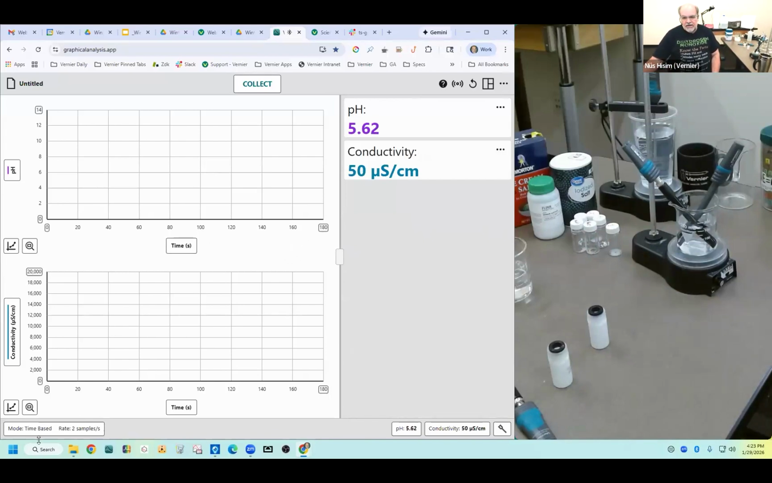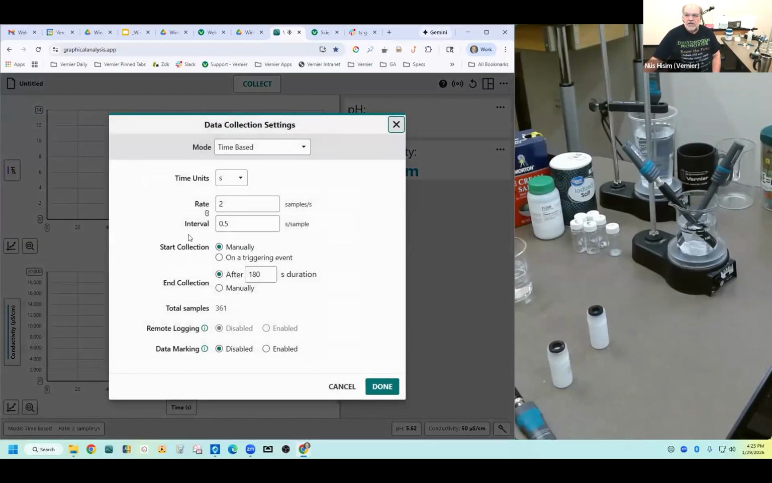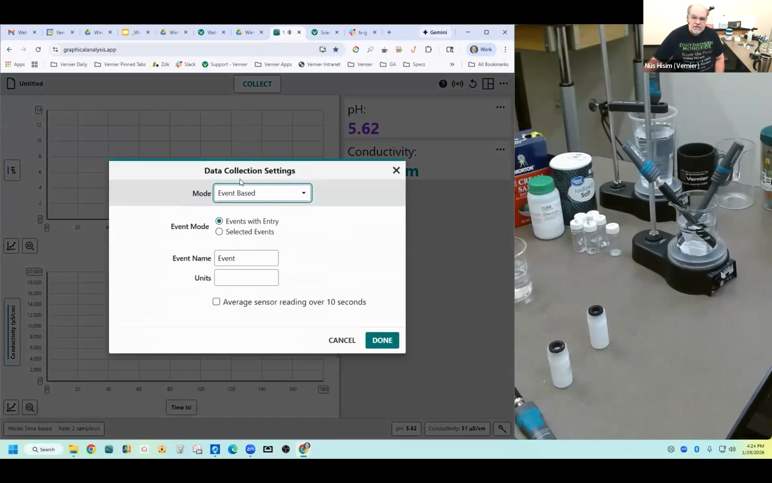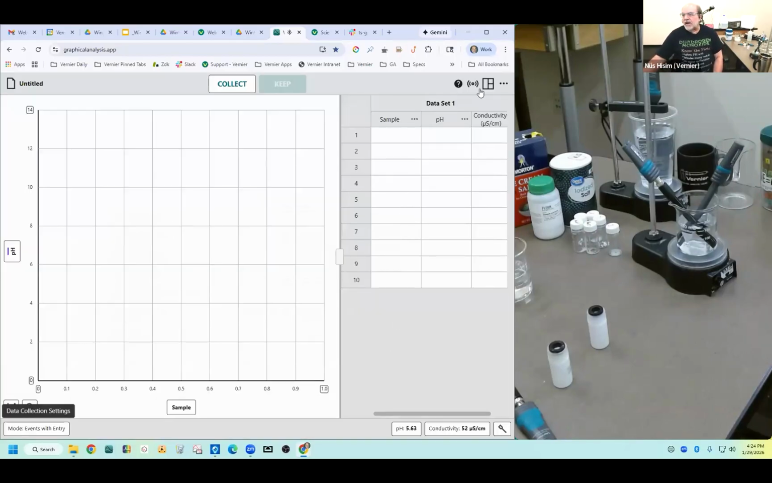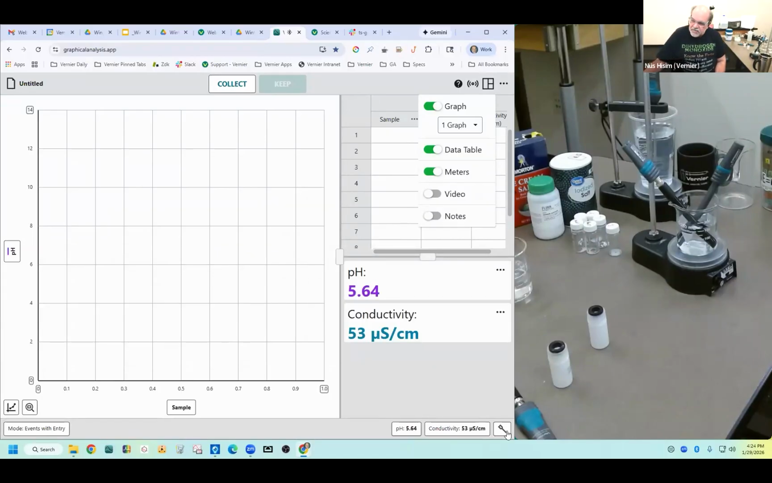So I'm going to go down here to the mode option and change the data collection from time to event based. My event is just going to be the sample, and I'll put the formula in or something. Okay, so I'm going to hit done. Then let me get the meters back up, because I changed the mode here and lost my meters. There we go. There are little itty bitty meters down here, but I like these big ones. I just think it's a little bit nicer.